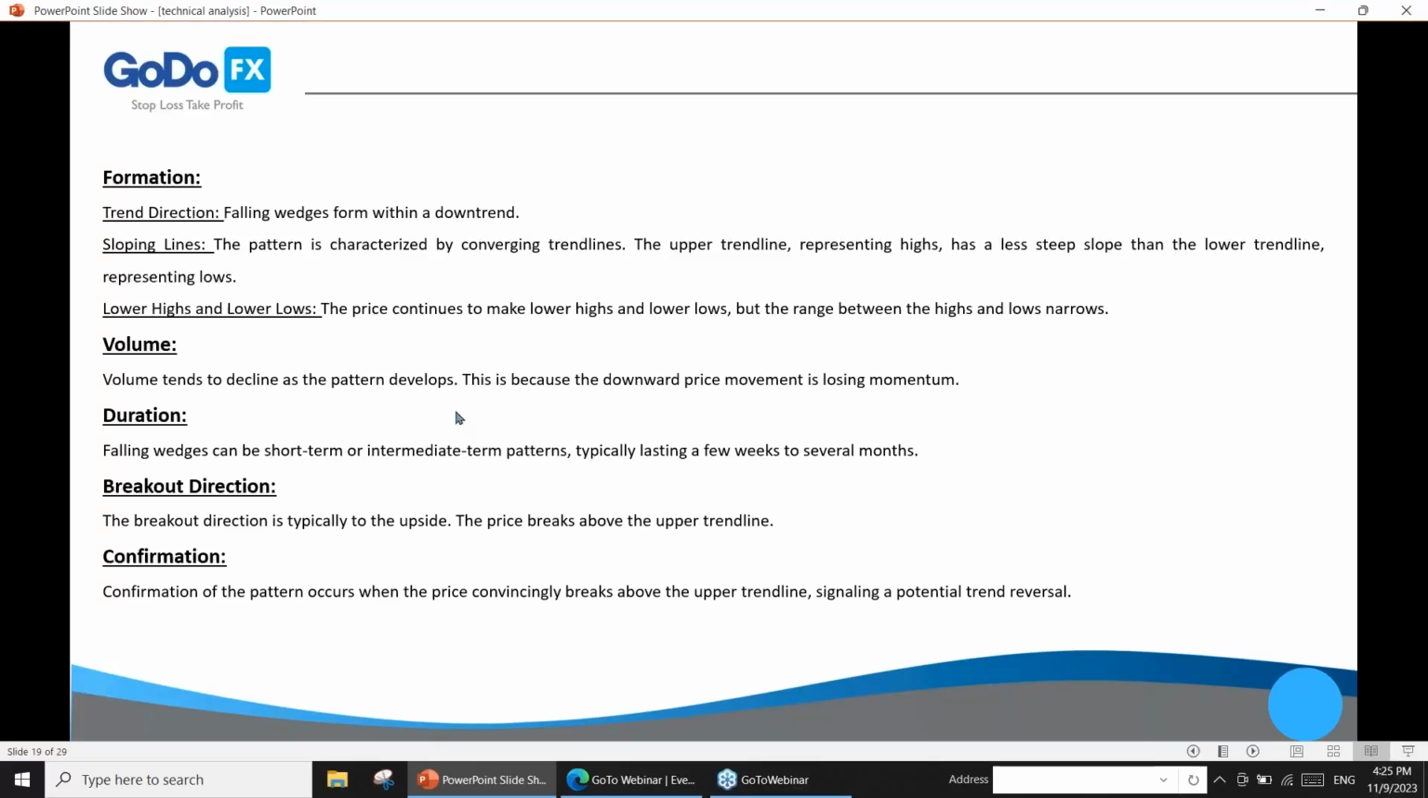So how can we confirm our pattern? It is confirmed when the price convincingly breaks above the upper trend line, signaling a potential trend reversal.